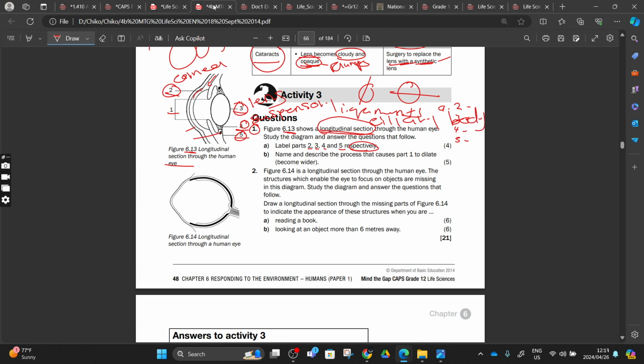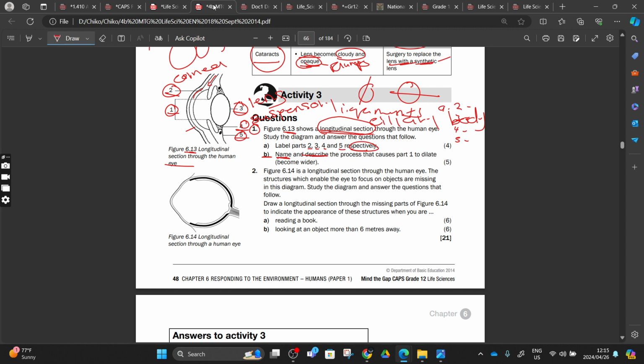Make sure that you see where the pointer is pointing, because there's a ciliary body there and the ciliary muscle, right? So 2 should be differentiated accordingly. Name and describe the process that causes part 1 to dilate. Where is part 1? This is part 1. They want the name and also a description.